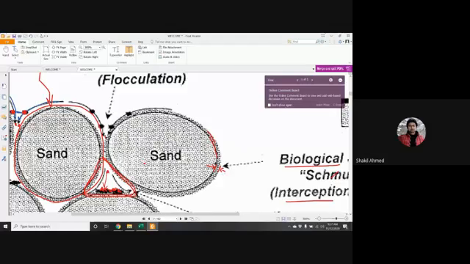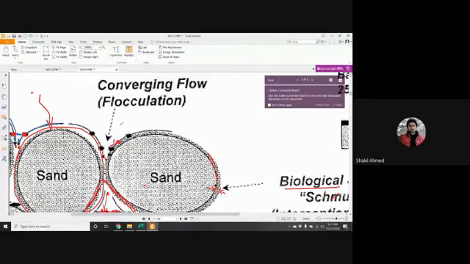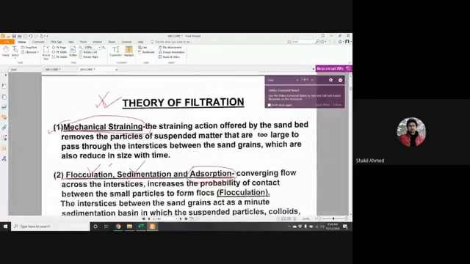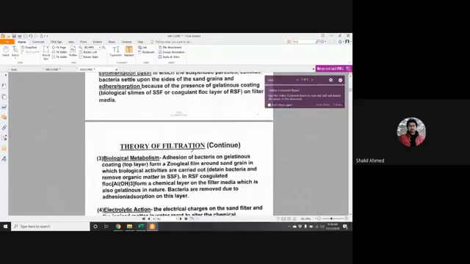So since this layer is gelatinous, when very small particles try to move with this water, they get attached. Sometimes even other bacteria can also be attached here because this is gelatinous. Clear? So what is happening here? Flocculation, sedimentation, and adsorption. Clear?